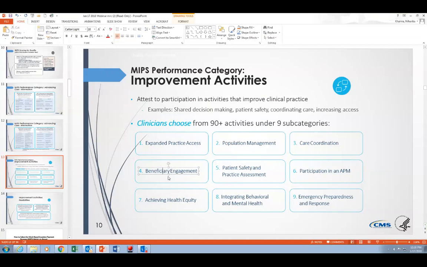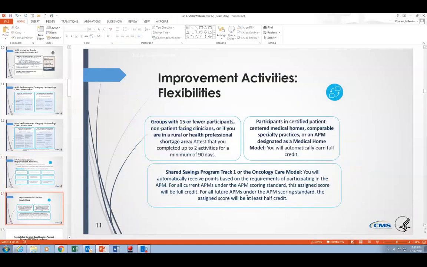Some practices in our network are also doing integrated behavior and mental health delivery, so you probably meet that as well. Most practices simply need to have two categories that they report under. If you have a larger practice that's 15 or greater, then you may have additional needs. But for smaller practices, you just need two of those activities reported for a minimum of 90 days.